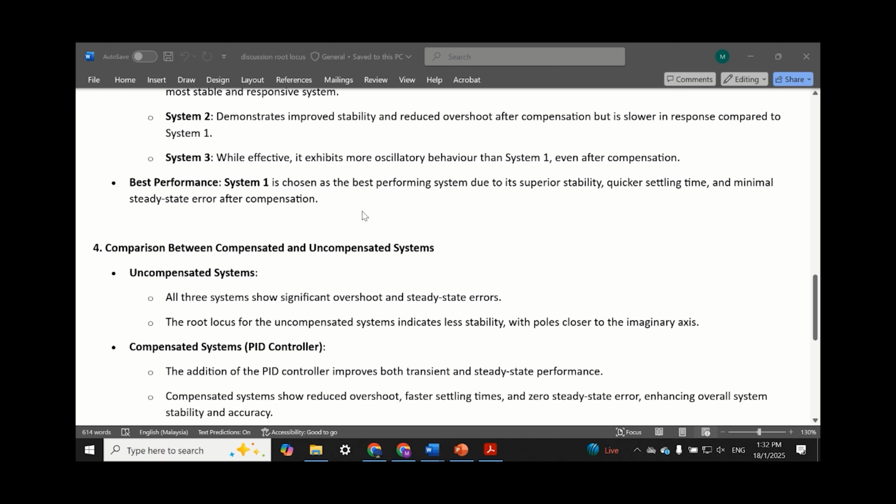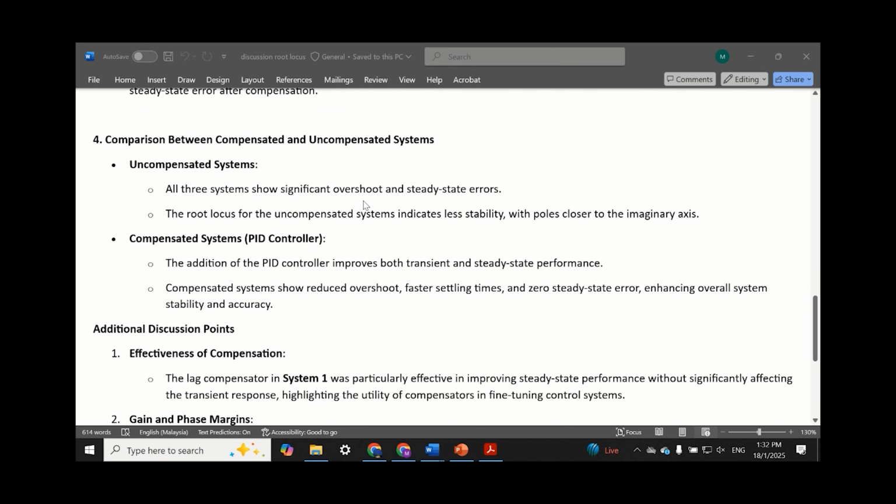So, to compare compensated and uncompensated systems, all three uncompensated systems show significant overshoot and steady-state error. The root locus for the uncompensated system indicates less stability, with poles closer to the imaginary axis. For the compensated system using the PID controller, the addition of the PID controller improves both transient and steady-state performance. The compensated system shows reduced overshoot, faster settling times, and zero steady-state error, enhancing overall system stability and accuracy.